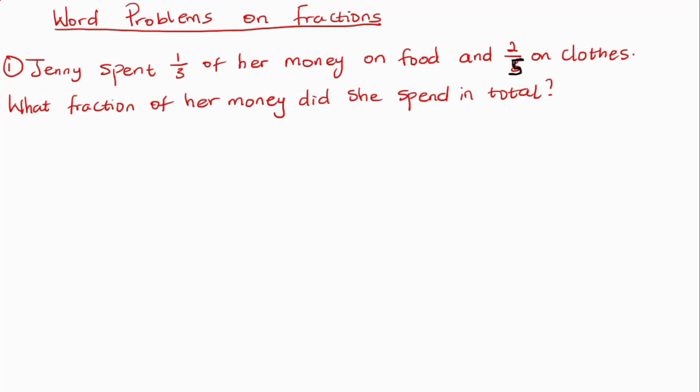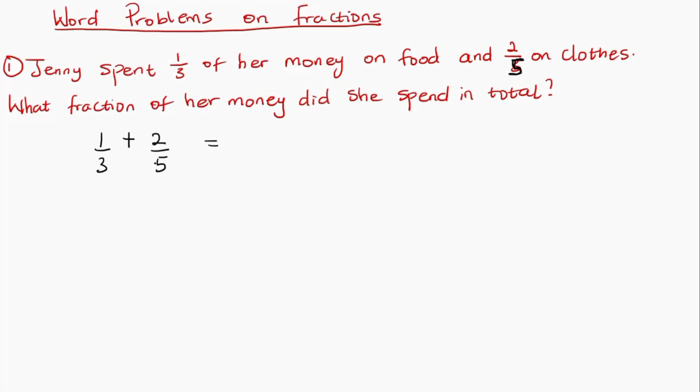The first question we have right here is: Jenny spends 1/3 of her morning on food and 2/5 on clothes. What fraction of her money did she spend in total? Now this simply means addition of fractions. So we're going to bring out our parameters, and the first parameter right here is 1/3. We have 1/3 on food and the other is on clothes, which is 2/5. So we want to simply know the total of the money she spends together, and that is by simply adding them together.